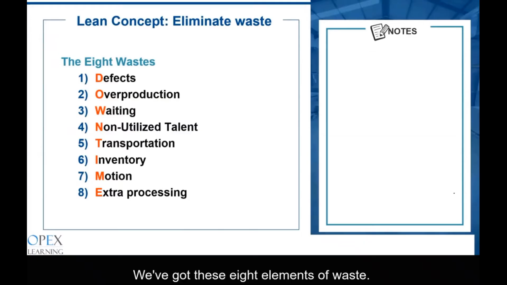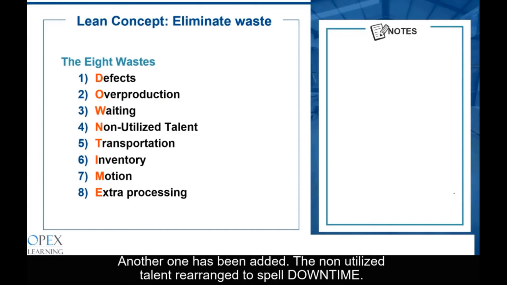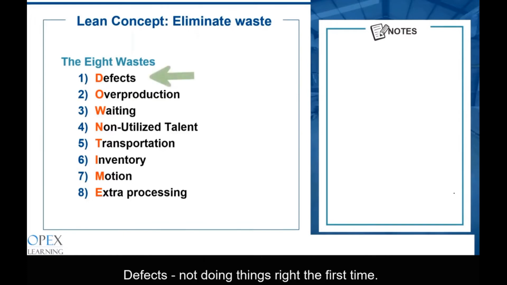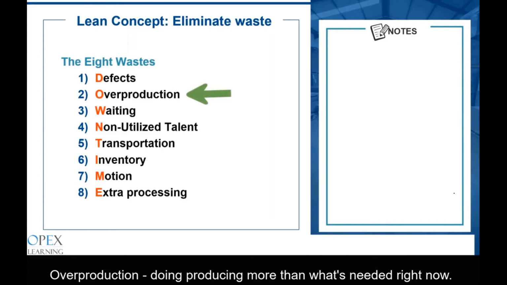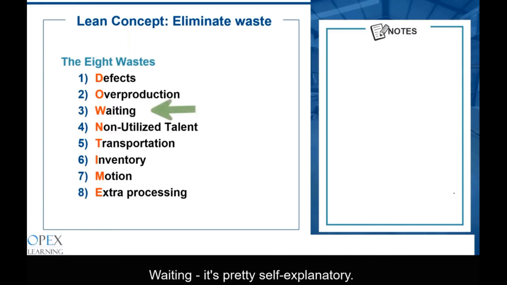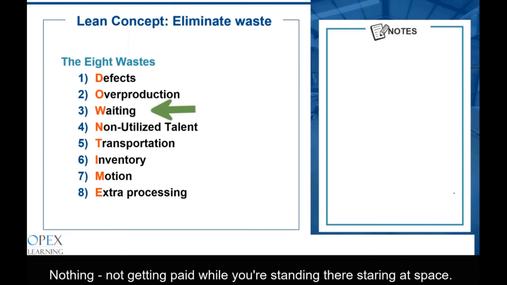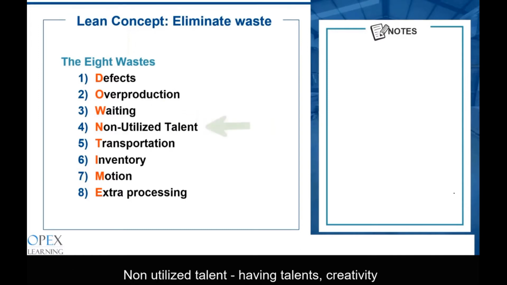And we've got these 8 elements of waste. Toyota published 7. Another one's been added, the non-utilized talent, rearranged to spell downtime. Defects: not doing things right the first time. Overproduction: producing more than what's needed right now. Waiting, that's pretty self-explanatory: not getting paid while you're standing there staring at space. Non-utilized talent: having talents, creativity, skills in your workers and your coworkers that are not being fully utilized.